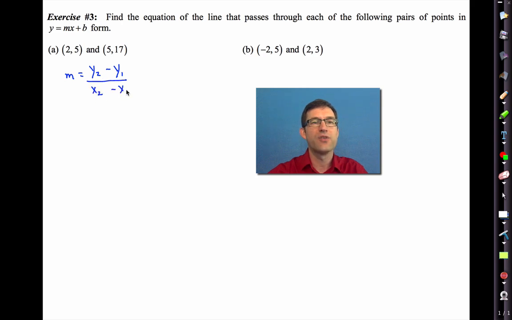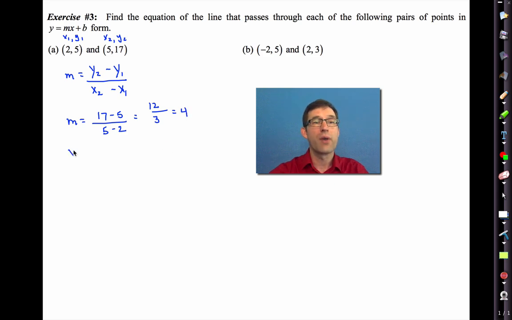y2 minus y1 divided by x2 minus x1. So I'm going to call this x1, y1. I'm going to call this x2, y2. So I can find the change in y by doing 17 minus 5. I can find the change in x by doing 5 minus 2. So my slope ends up being 12 divided by 3 for a slope of 4.